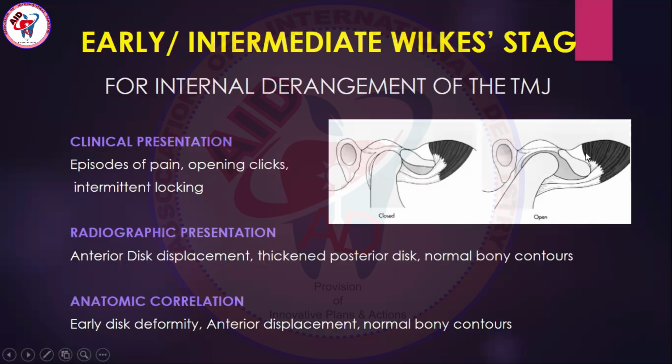Radiographically, anterior displacement, thickened posterior surface, you see, thickened posterior surface, and normal bony contour. Bony contour, there is no change. In the normal position, you will see it is like this. But in the early intermediate stage, there is posterior thickening, limited opening of the joint, and no other bony deformities. Anatomical correlation: early disc deformity, anterior displacement, and normal bony contour, which we have seen, just posterior thickening of the disc is there.